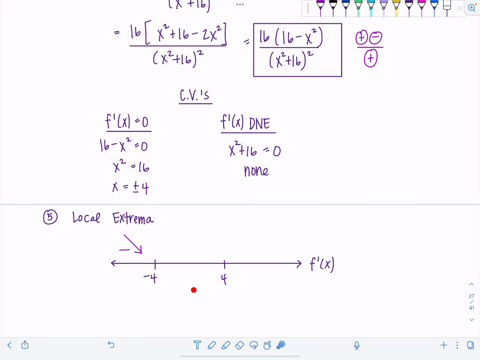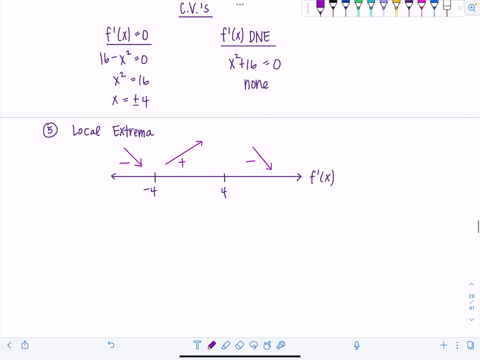Now pick somebody between -4 and 4. How about our good friend 0? I love testing with 0. Okay, I don't even need to write anything out. Positive, positive, positive, positive. Lovely. The function is increasing. Pick something bigger than 4. How about +5? Positive, negative, positive. So negative. The function's decreasing here.